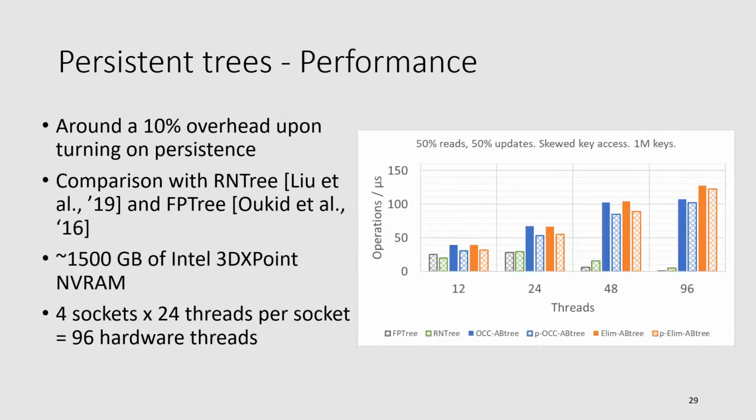Performance-wise, we found an average overhead of 10% upon turning on persistence, which is comparable to other persistent trees, but this value might change based on your workload. We also compared the persistent OCC-AB trees to other trees and found that it scaled much better with increasing threads. These experiments are run on a system with around a terabyte of Intel 3D XPoint NVRAM. The system is a 4-socket system with 24 threads per socket for a total of 96 hardware threads.